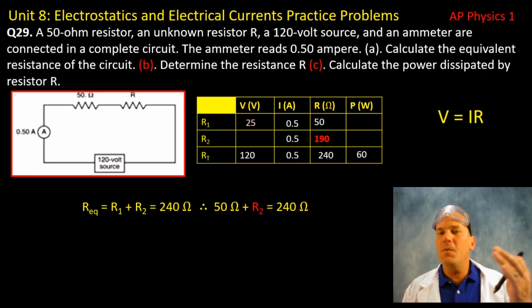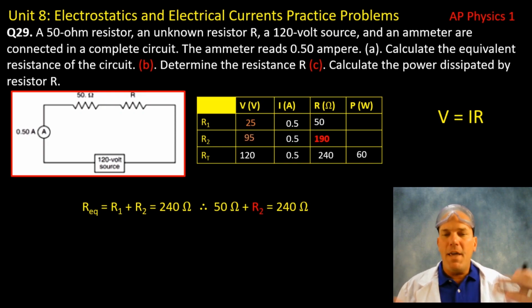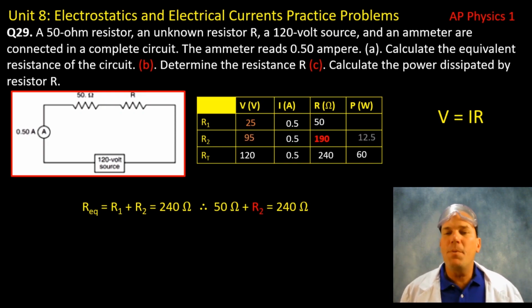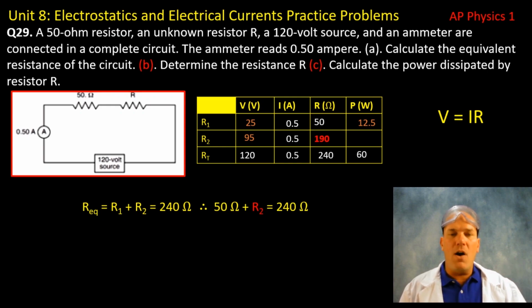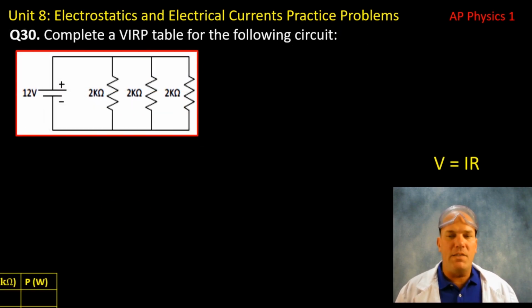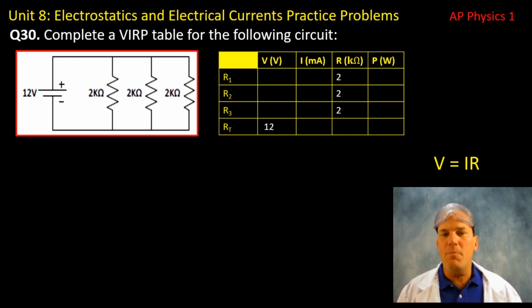Okay, and that enables us then to calculate the potential difference for R1 and R2 to really complete our VERP table. And lastly, we're able to find the power dissipated by R2, which in this case is 47.5 watts.